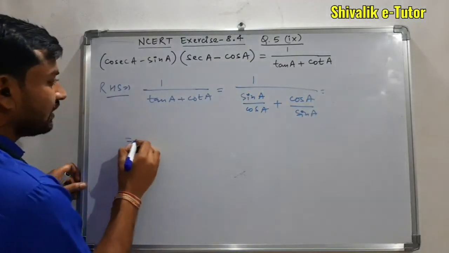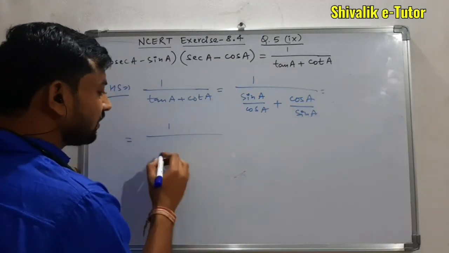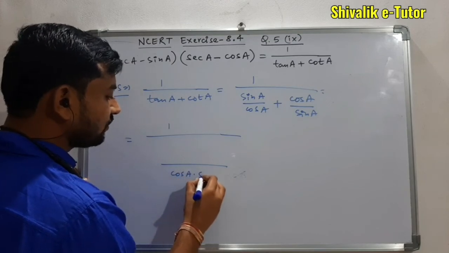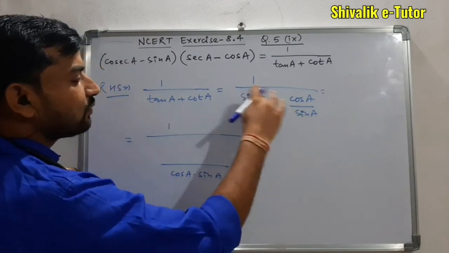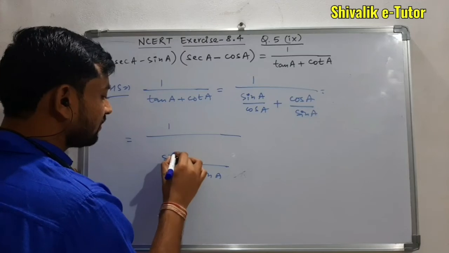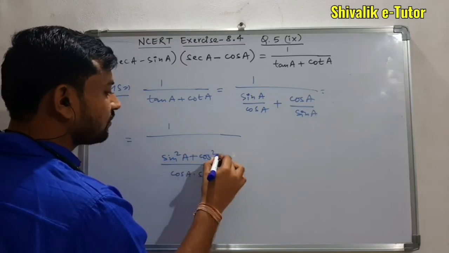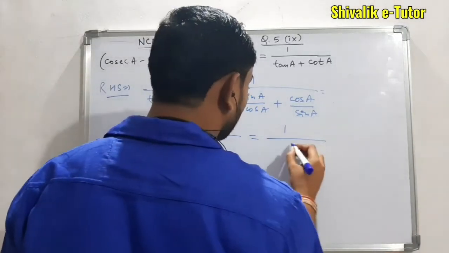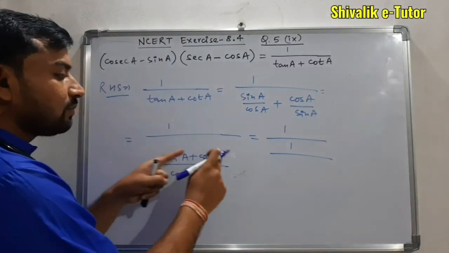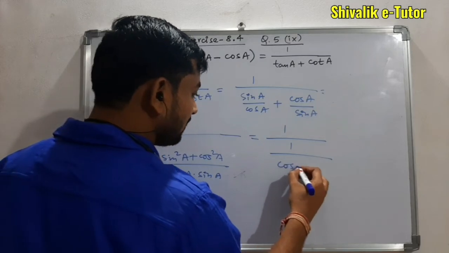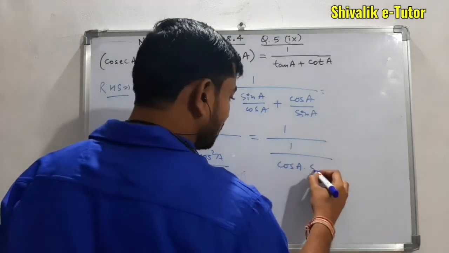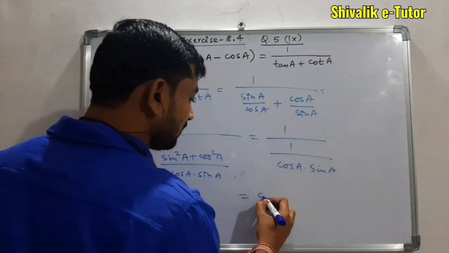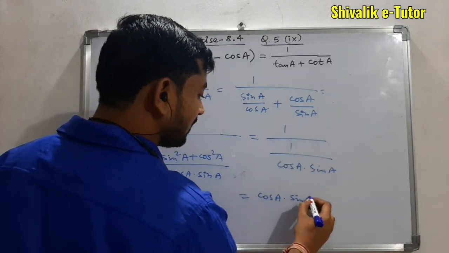Now 1 upon, if we look at this, we can take the LCM and cross multiply this whole denominator, so we'll be getting cos A into sin A, and if we cross multiply this, we'll be getting sin square A plus cos square A. So this is how we write this expression. This becomes 1 upon sin square A plus cos square A, which is 1, upon cos A into sin A. If we simplify this, this will become the numerator. So we are getting cos A into sin A.